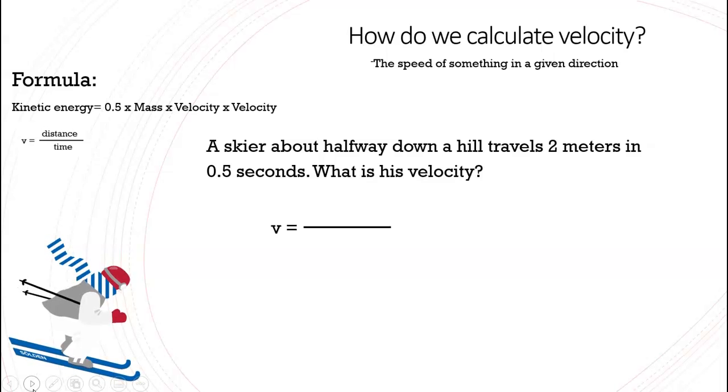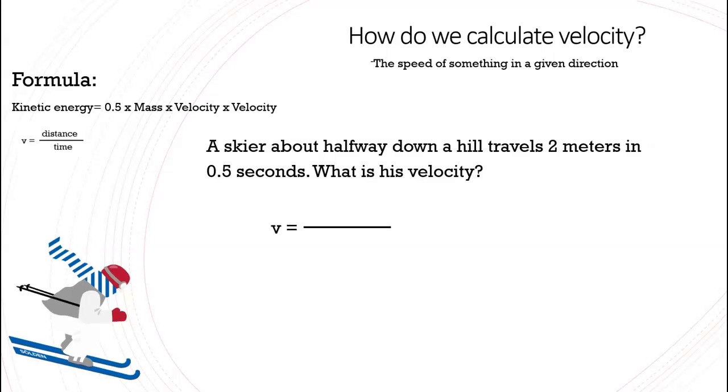So velocity is the speed of something in a given direction. So speed is how fast you're going. Velocity is how fast you're going with a specific direction. So velocity is calculated by the distance over the time. So I'm going to put that in the corner right below kinetic energy so we can remind ourselves when we forget. So here's a practice example.